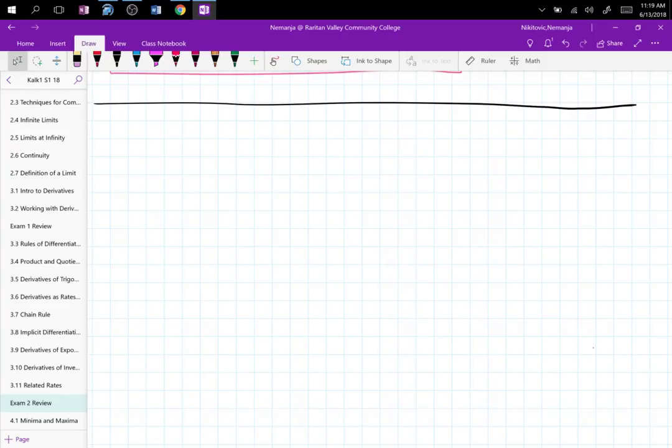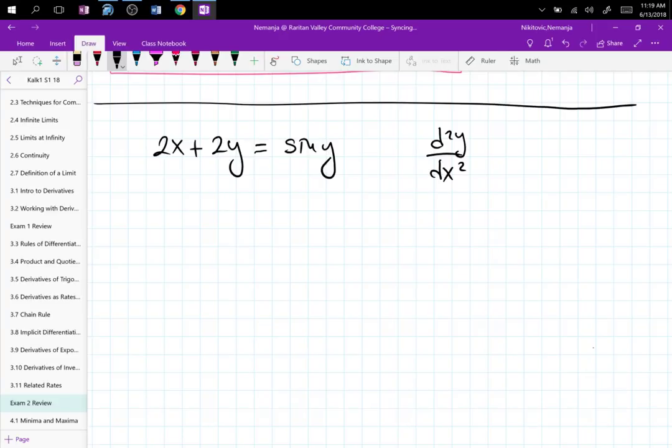Yes. 2x plus 2y equals sine y, and the derivative, hold on, 2x plus 2y equals sine y of the derivative e squared to the y dx squared. Is this what you said? Yeah. Oh, find the second derivative, yeah. Whew, it is going to be spicy. Why is it going to be spicy? Because it's implicit differentiation, they're asking for the second derivative.